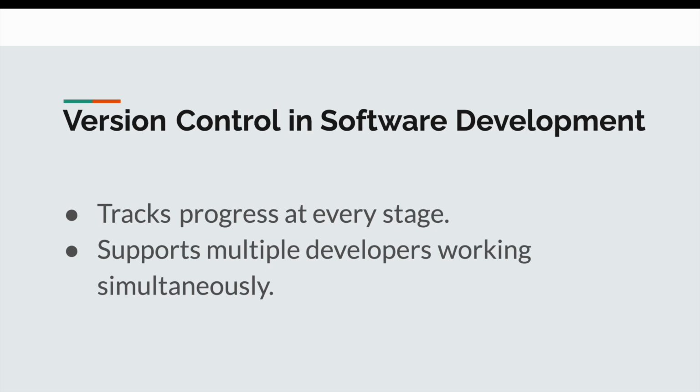Version control is integral to software development. It tracks progress at every stage of the development life cycle, allowing multiple developers to work on the same projects simultaneously. Whether it's coding, testing, or deploying, version control ensures that every change is documented, reversible, and manageable.